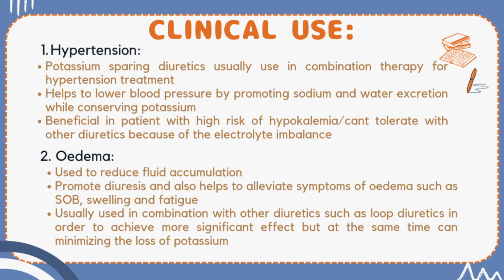The clinical uses of potassium-sparing diuretic include hypertension, edema, and primary aldosteronism. As for hypertension, this potassium-sparing diuretic is usually used as part of combination therapy for the treatment of hypertension. It helps to lower the blood pressure by promoting sodium and water excretion while conserving potassium.